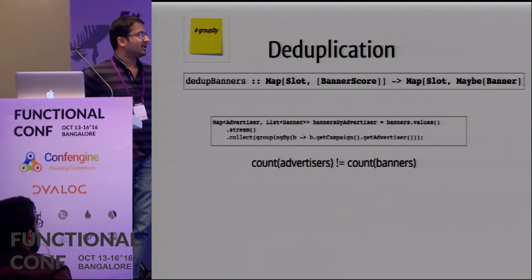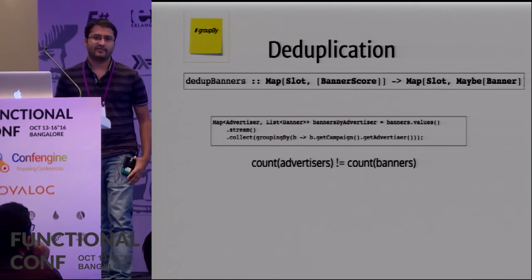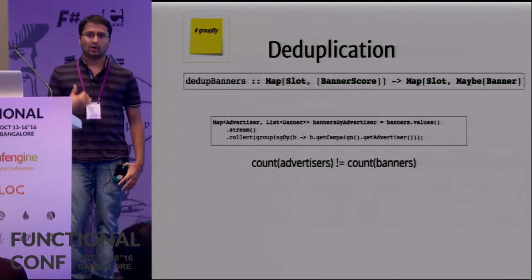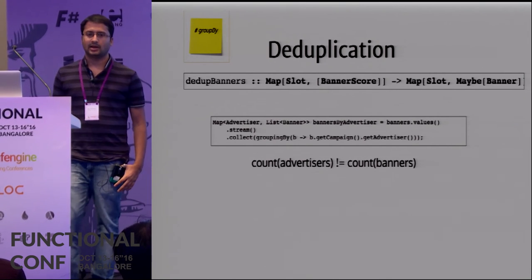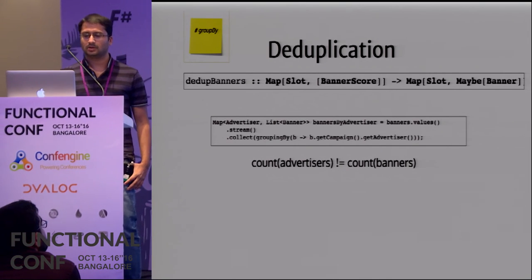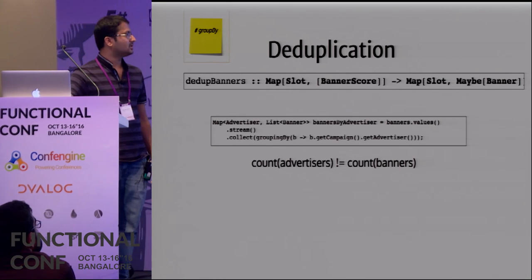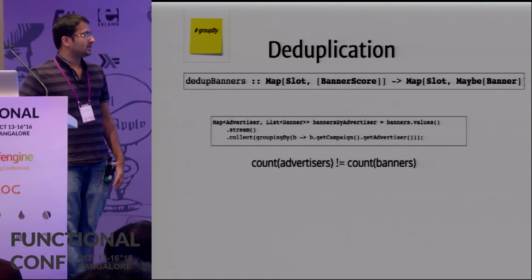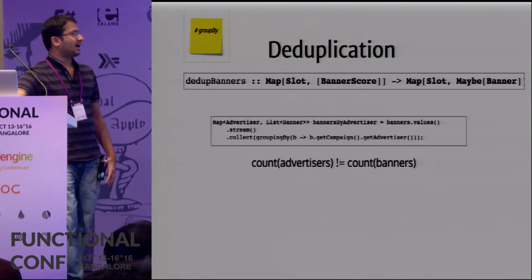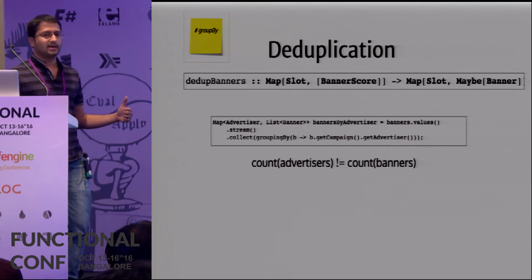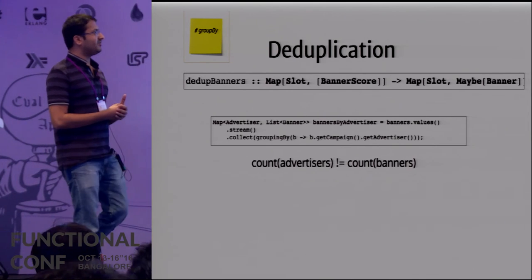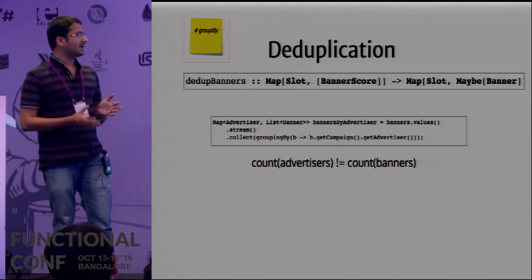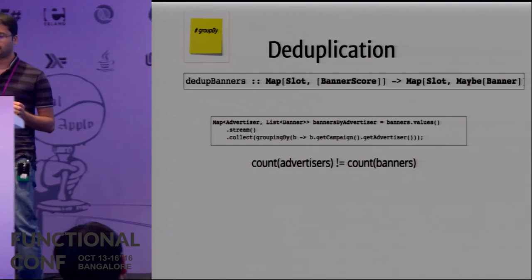Dedupe itself can be implemented in a lot of ways, but first we need to check if dedupe is required or not. One simple way to do that is to check all your slots, count the number of unique advertisers, and match it with the number of unique banners. A simple way to do that is to collect all your banners across all your slots, and then group them by their advertiser using something like a group by method, and match the advertiser count with the banner count. The data structure that you end up with here is a grouping of banners by their advertisers, and that can be used for actually implementing your dedupe logic.